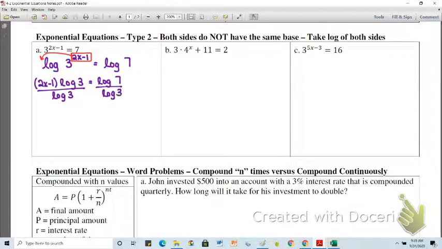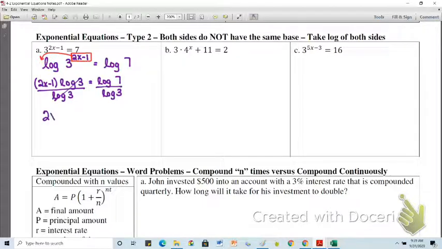When I do this, those cancel out. My logs do not cancel out on this side. So what I'm doing in my calculator is I'm typing log 7 divided by log 3. Make sure to close your parentheses, otherwise it's going to come out incorrect, or use the fraction bar, either way.